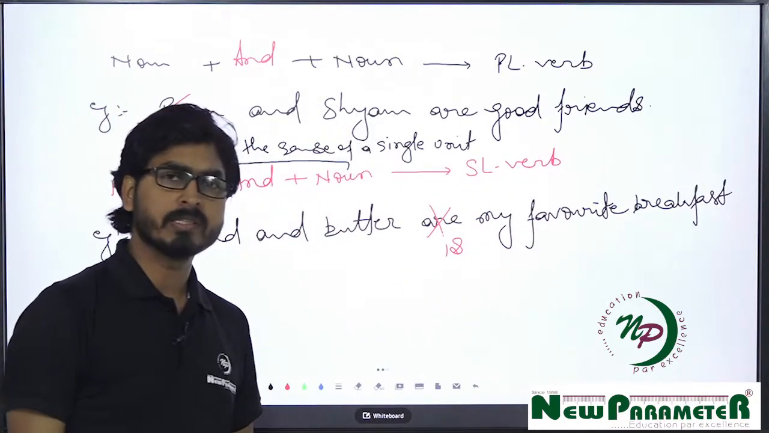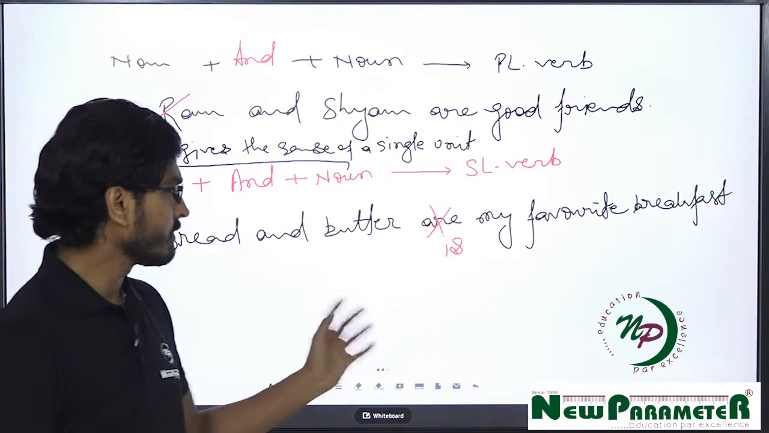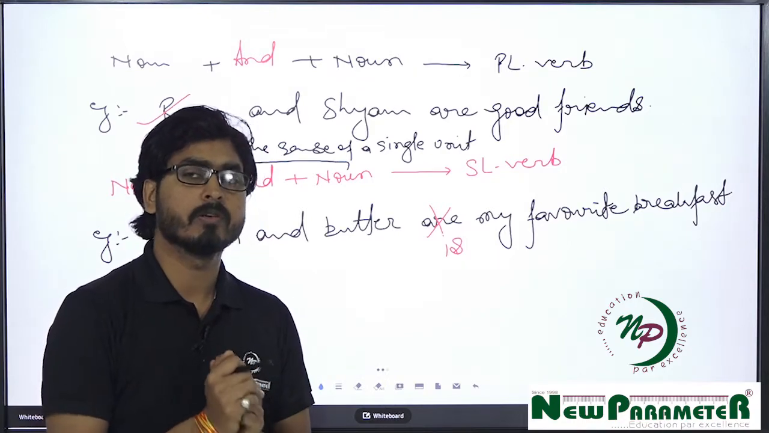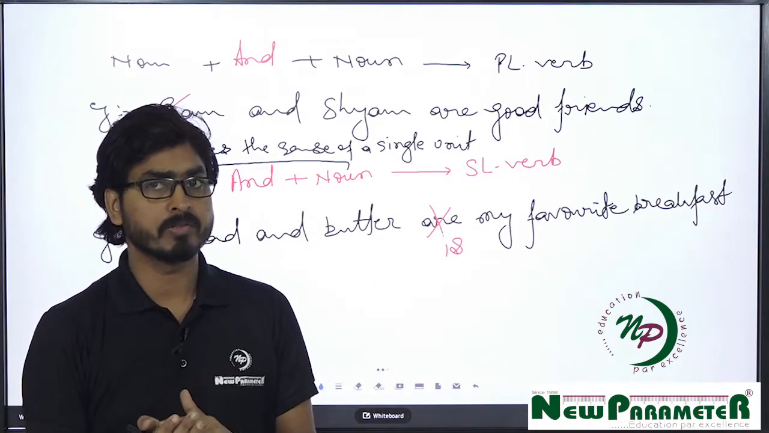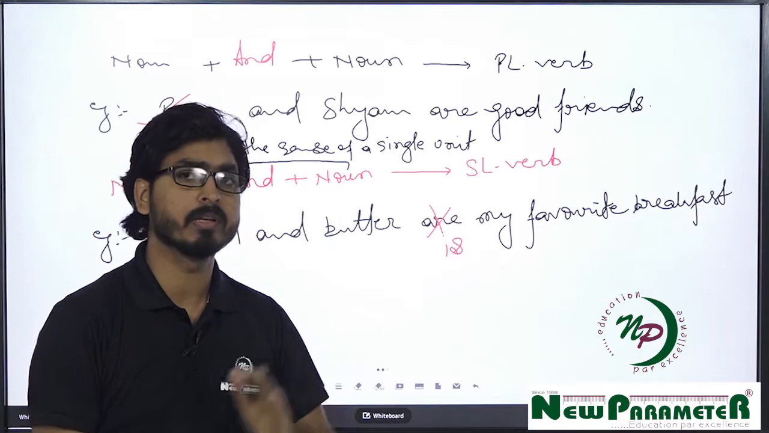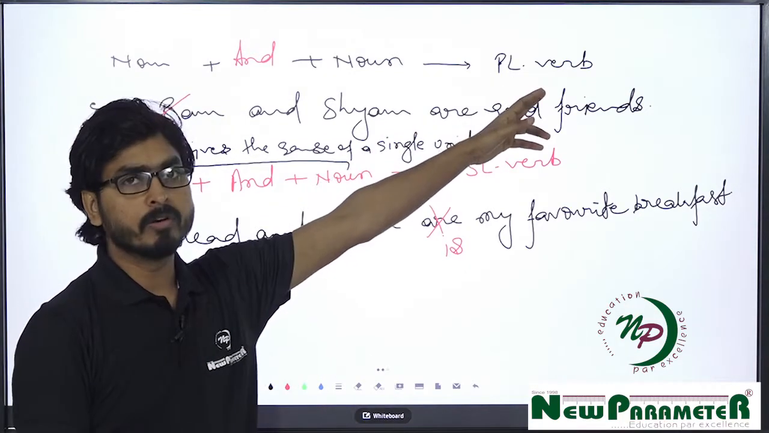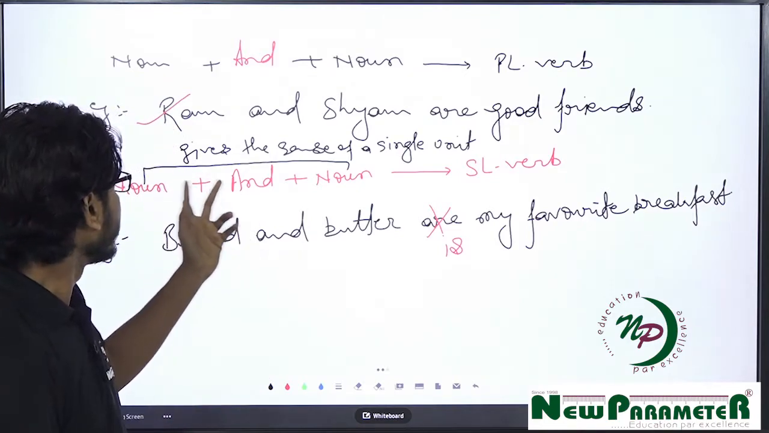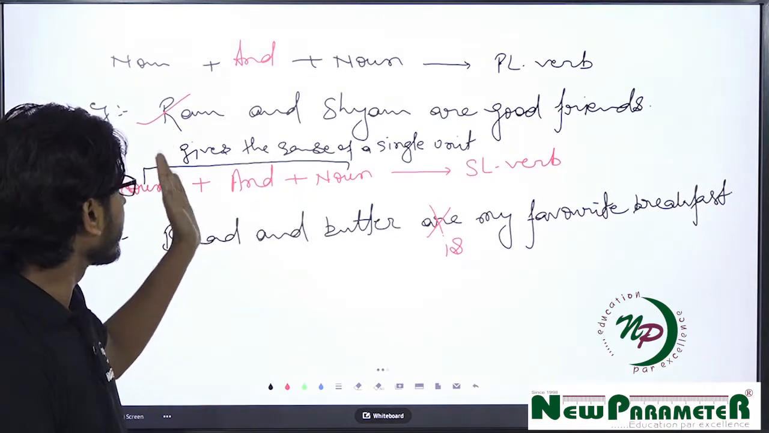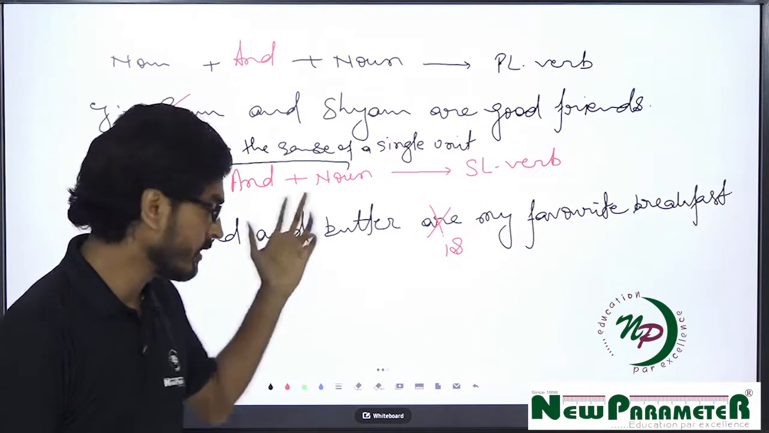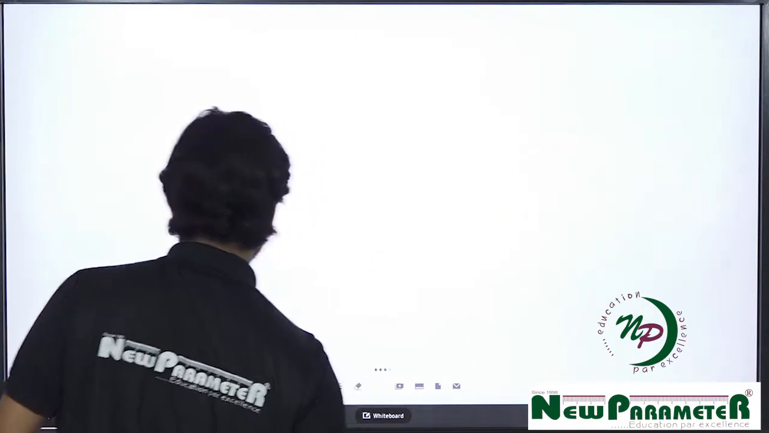So it is very easy. What we have studied right now is that and connects two clauses of similar kind, positive then positive. If it is negative, another must be negative. It connects two nouns, we must go for a plural verb. But when it connects two nouns and they give the sense of a single unit, we go for a singular verb. So this is all about and. Now move to the next point.